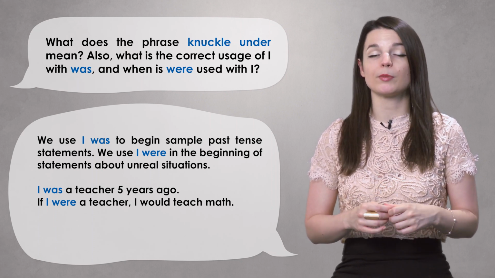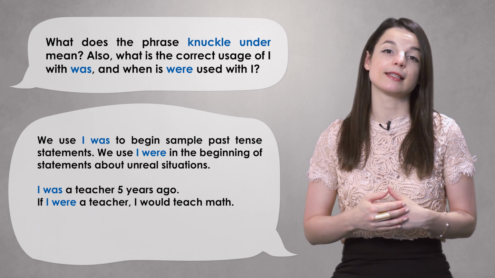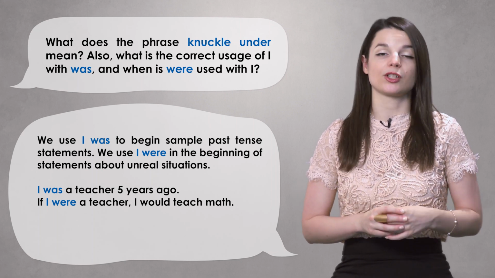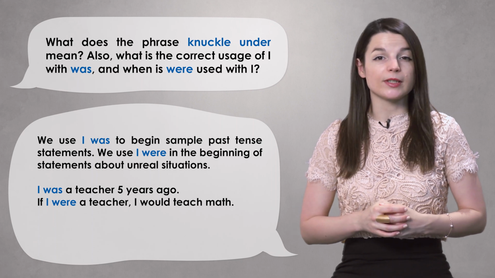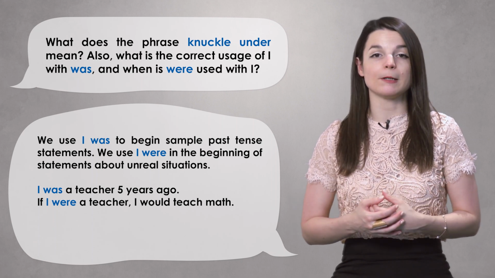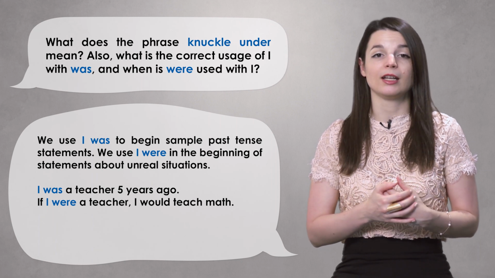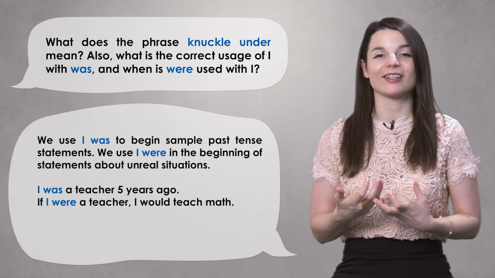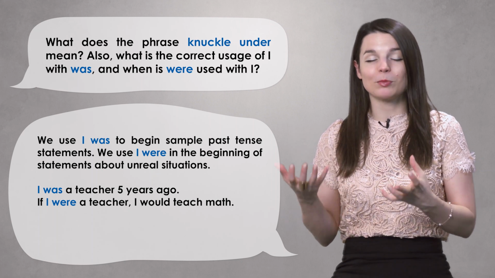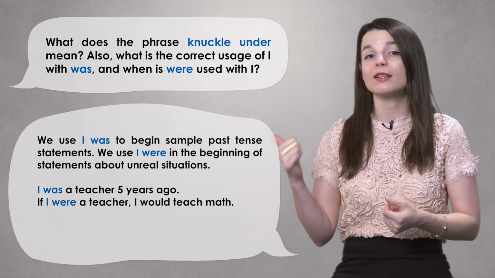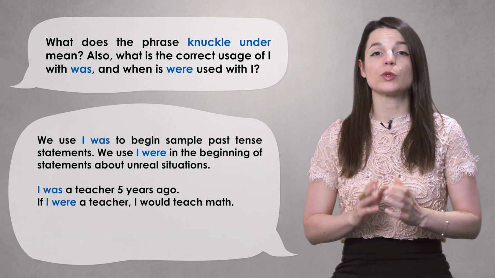So in the first example sentence, it's a simple past tense statement. I was a teacher 5 years ago. I use I was to show that. In my second example sentence, if I were a teacher, I'm explaining something that is not true. It's an unreal situation. So in this case, we imagine I am not a teacher, but I want to explain, if I were a teacher, I would teach math. So when we introduce these unreal situations, we use I were.